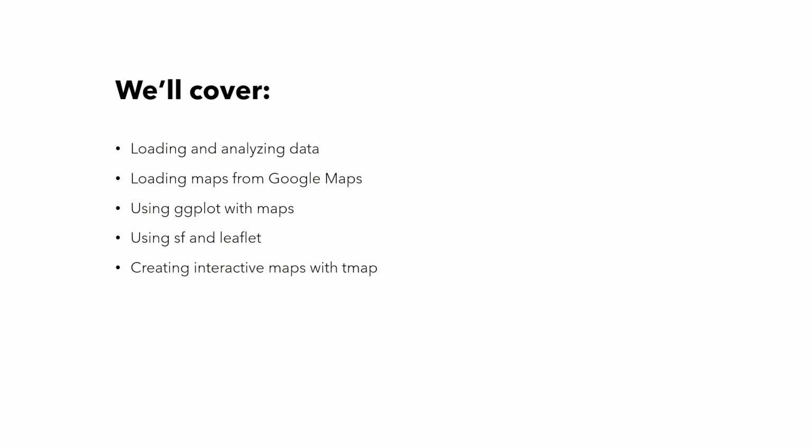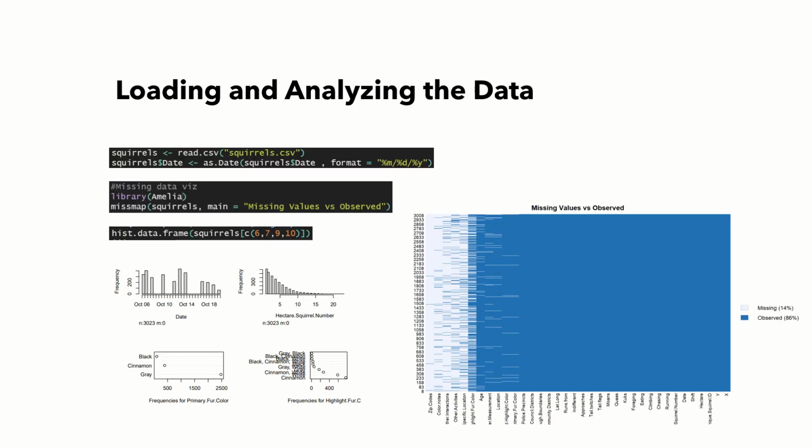We'll also use other libraries such as SF and Leaflet, and we will practice creating an interactive map with TMap as well. So if we were to load in some data, for example, we have some data from the squirrel census in New York in Central Park. We can read that data in, and then we can format it however we need. In this case, the date field was not pulling in correctly, so we had to instruct R how to format that particular field.